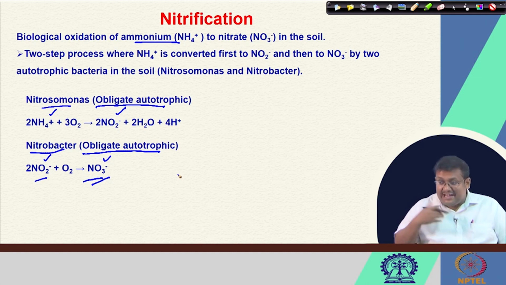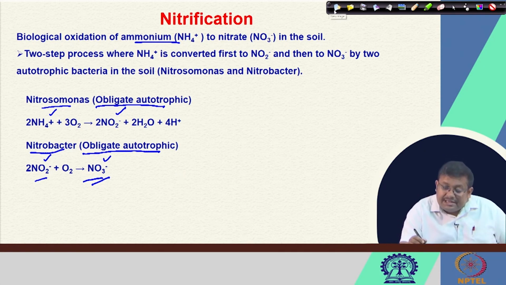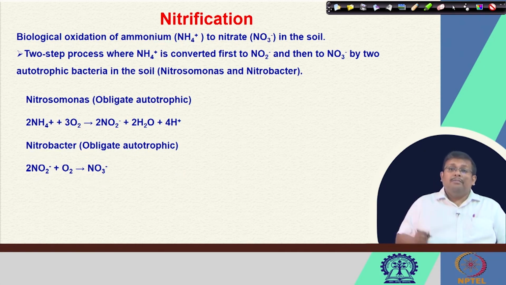So, nitrification is a very important process through which this ammonium gets converted into nitrate, because most of the crops prefer nitrate as an available nitrogen form. So, it is important that this ammonium which is formed due to the ammonification process must be converted into nitrate through this nitrification process. Okay. So, this is a biological oxidation process.